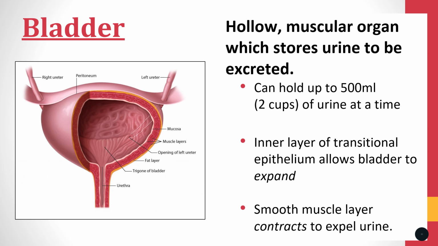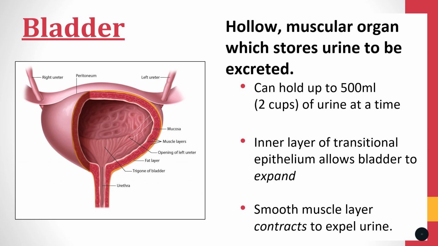This is going to be a hollow muscular organ, which is going to store urine to be excreted. It can hold about 500 mils, sometimes a little more than that, but typically about 2 cups is the amount of urine that your bladder can hold at a time.